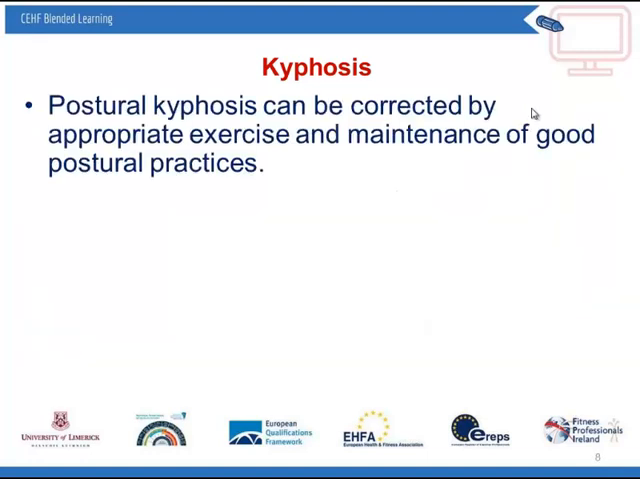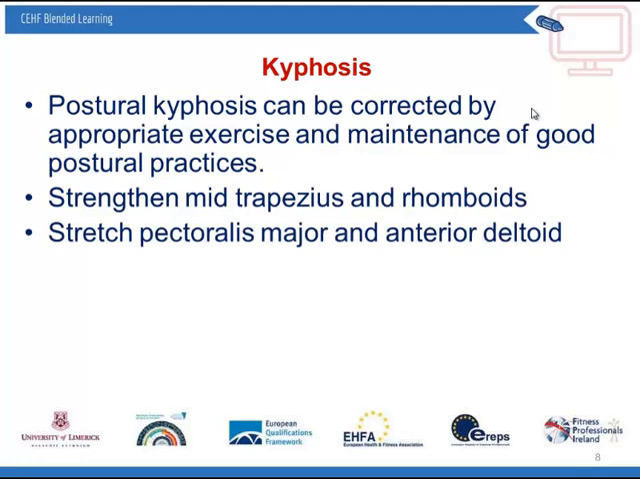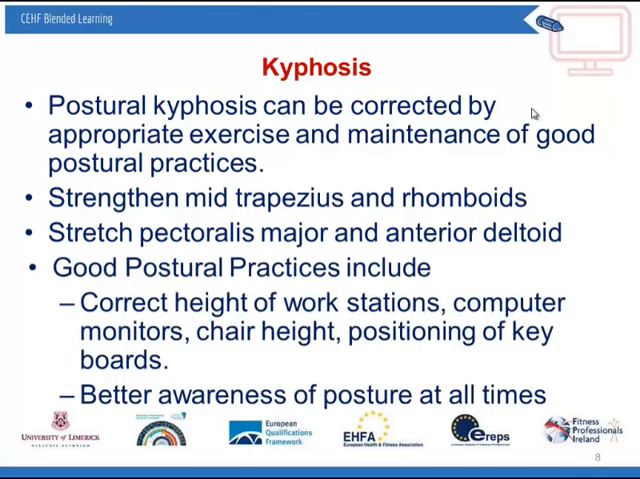If it's postural kyphosis, it can be corrected by appropriate exercise and also maintaining good postural practices. The muscles that need to be strengthened are the mid-trapezius and the rhomboids, whereas the pectoralis major and anterior deltoid muscles need to be stretched. Awareness of good posture is also very important in correcting kyphosis. So ensuring that workstations are at the correct height, computer monitors, chair height, positioning of keyboards should all be given attention, and then better awareness of posture at all times.